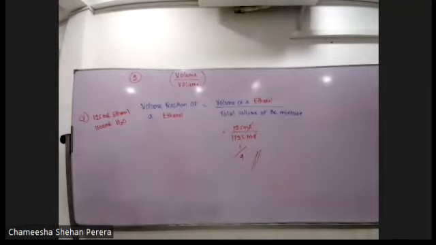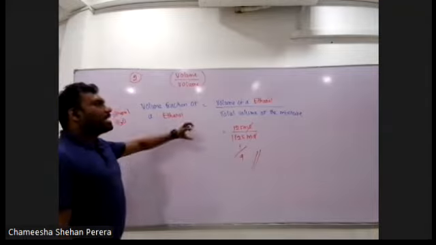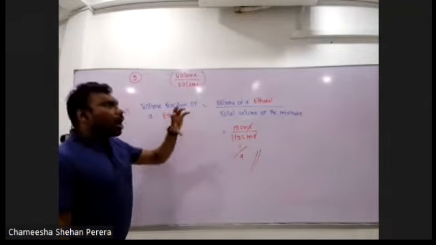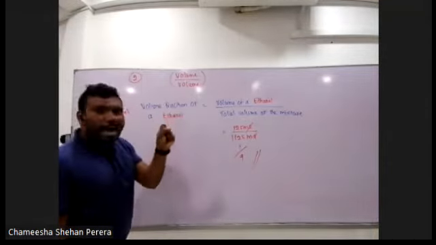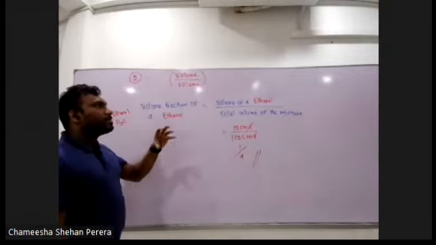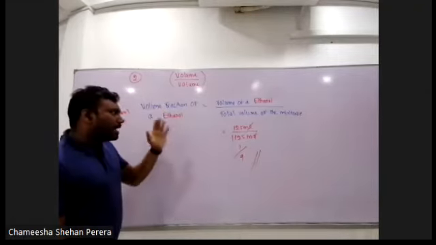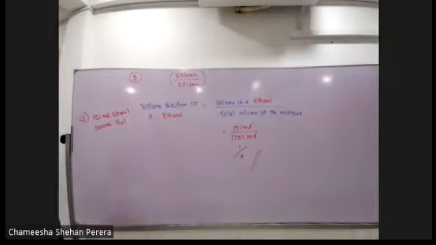The ethanol's volume fraction is 1/9. That means when you talk about the composition of the mixture in terms of volume basis, out of nine parts, 1 part is ethanol, right? Did you get this answer, guys? Girls, did you get this answer?